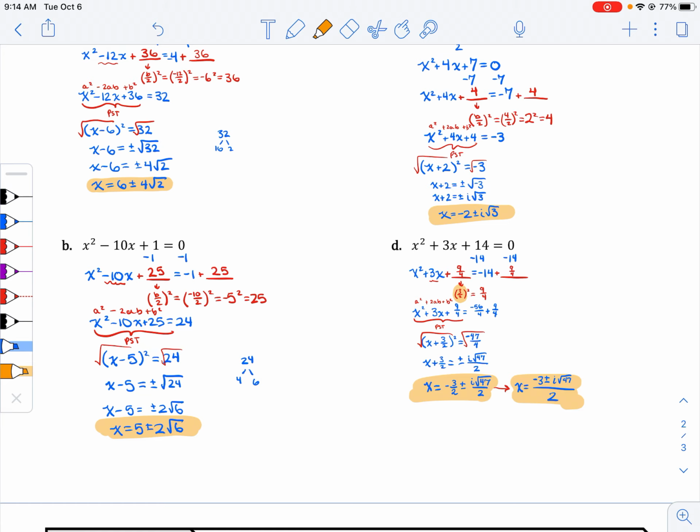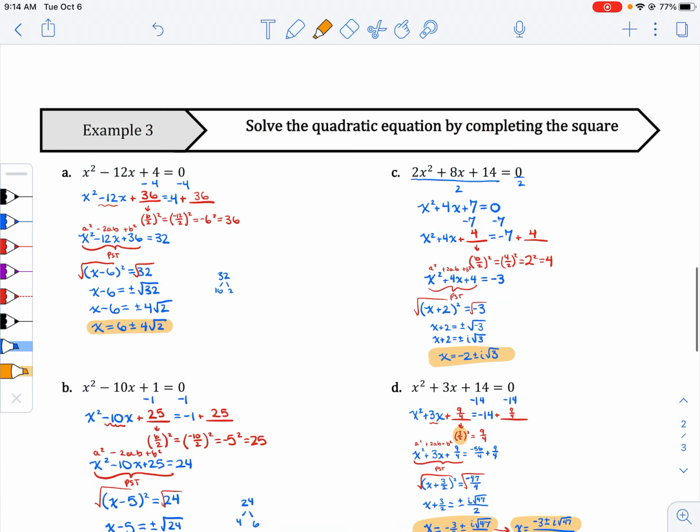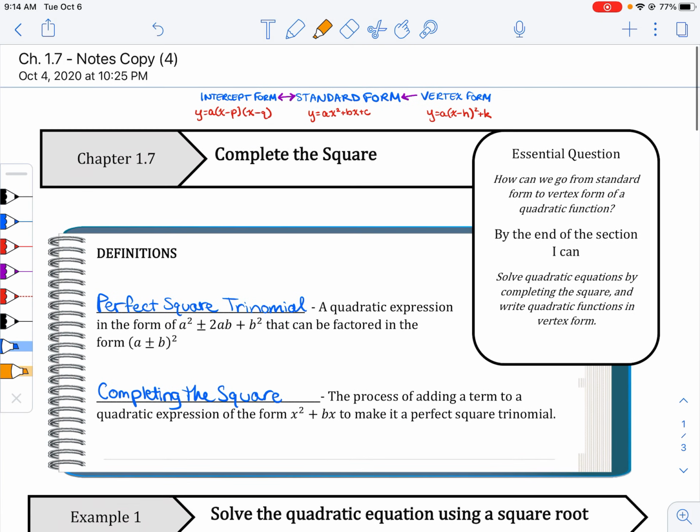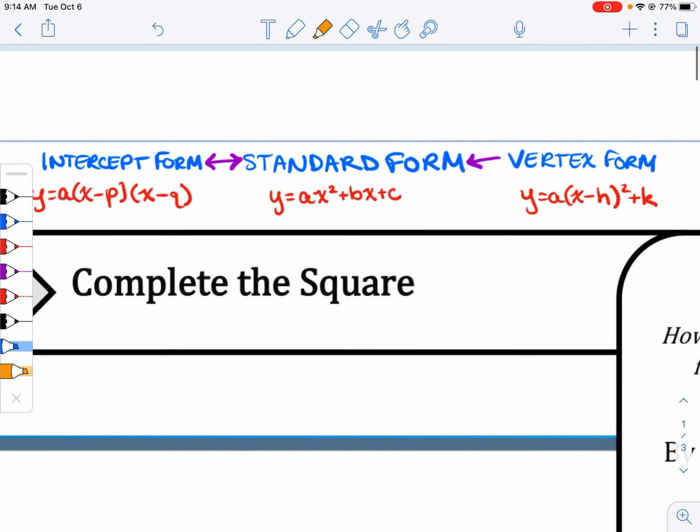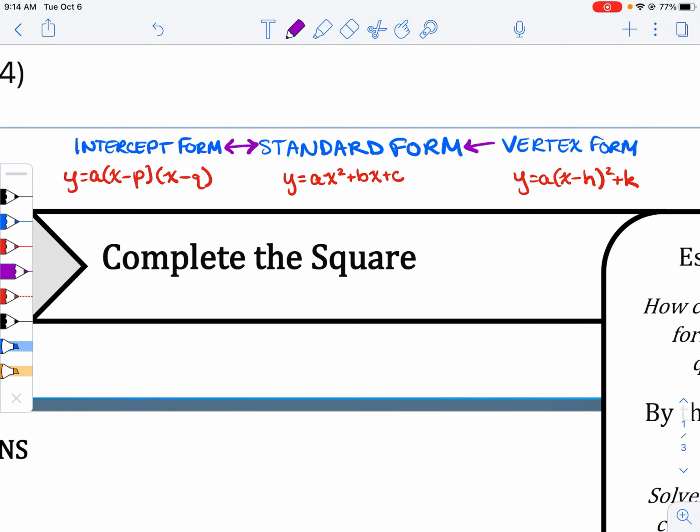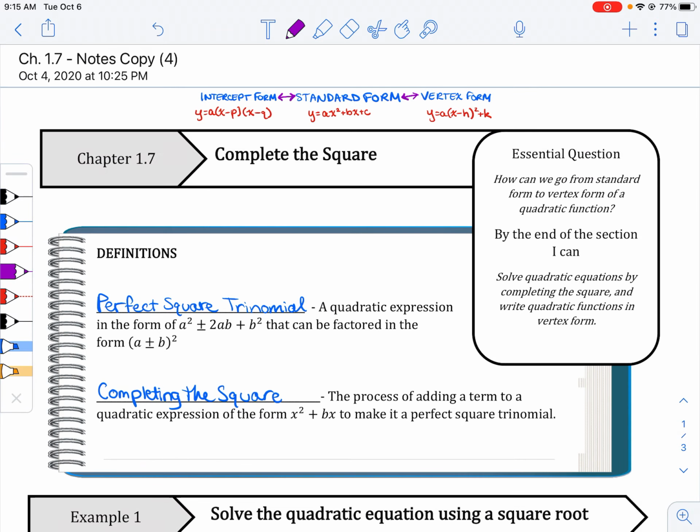Recall yesterday that I told you the whole purpose of us completing the square is so that we can solve these, but then also we were saying we started in standard form, and we've learned how to go back and forth to intercept form and then back to standard form, and we know how to go from vertex form to standard form, and completing the square lets us do that last step where we can go from standard form to vertex form.